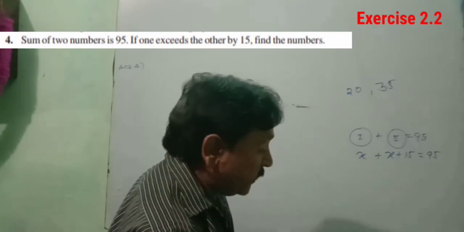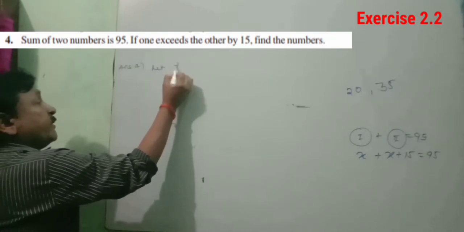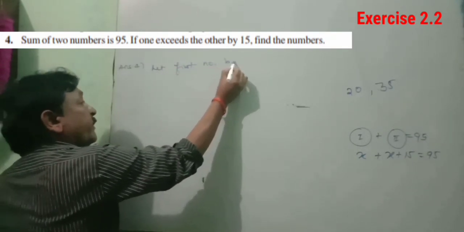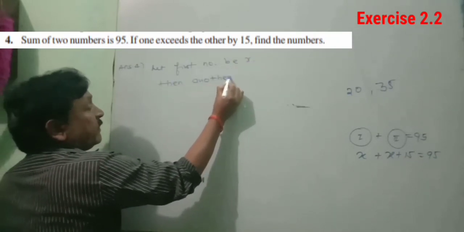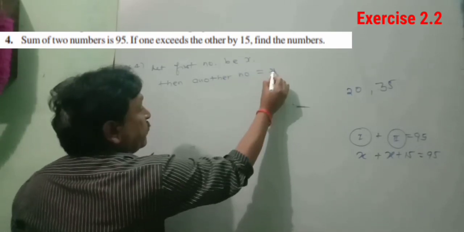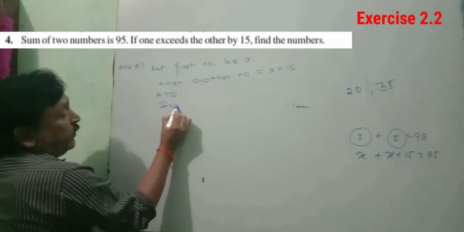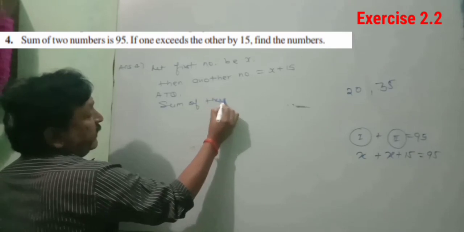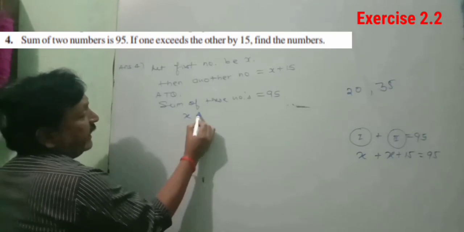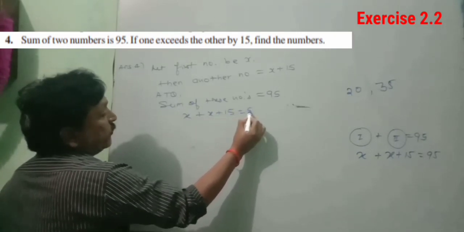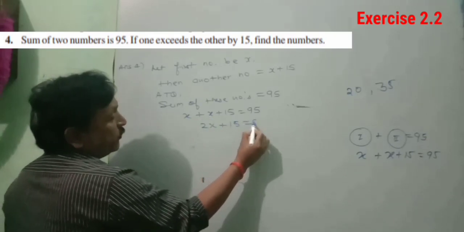Now according to the question we have to find these numbers. So okay, we can do it. Let the first number be x, then the other number will be x plus 15, as I just told you. Then according to the question, the sum of these numbers is equal to how much? 95. So we can say x plus x plus 15 is equal to 95. X plus x, how many x? 2x plus 15 is equal to 95.